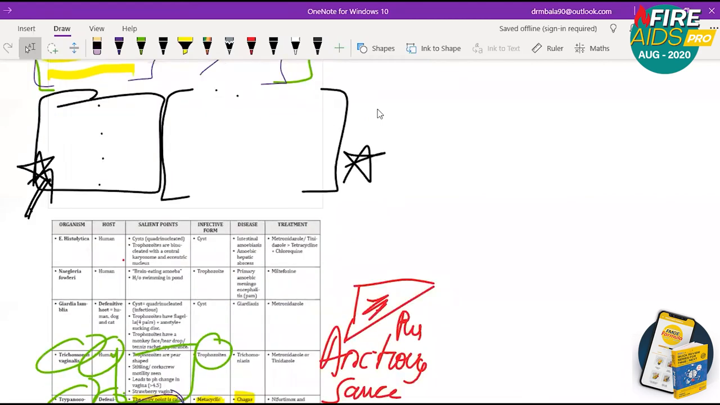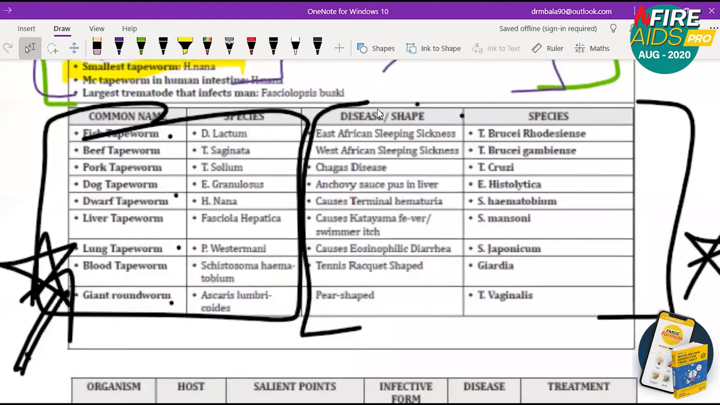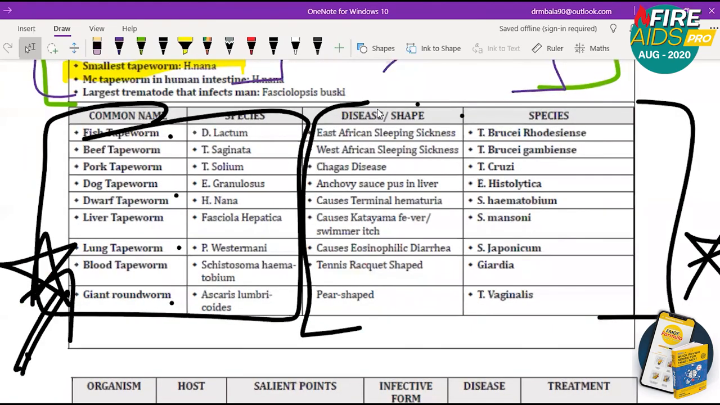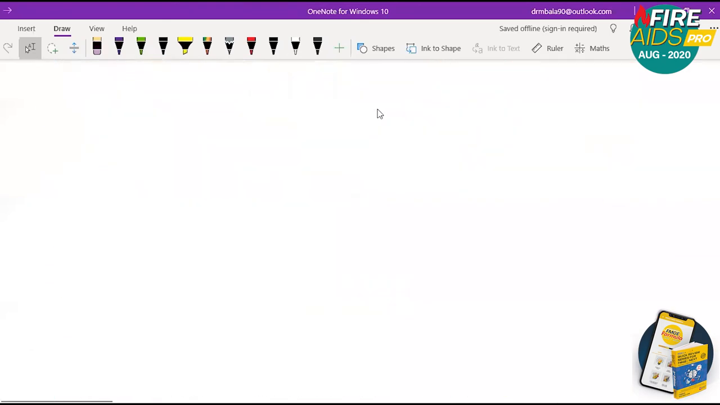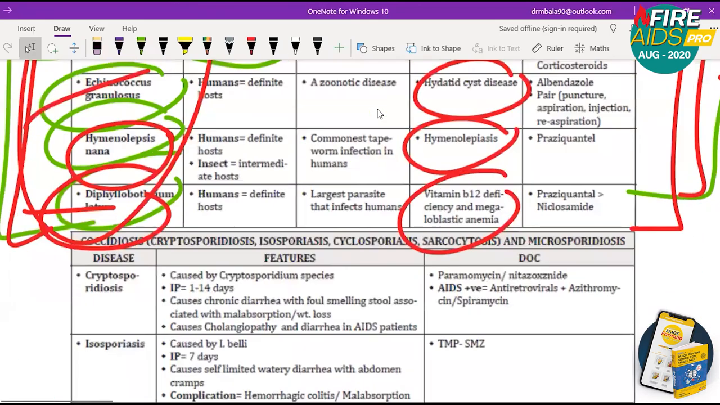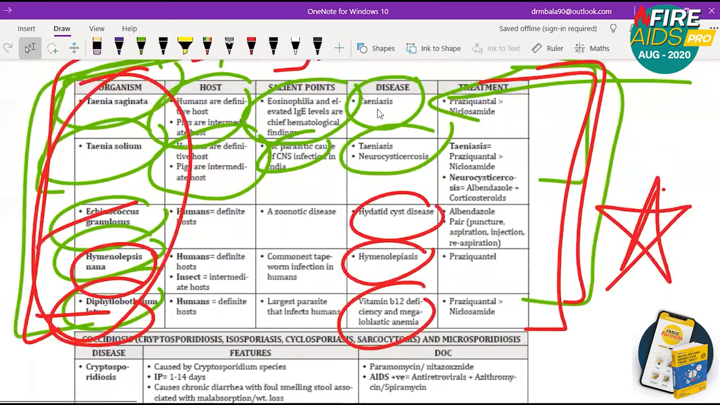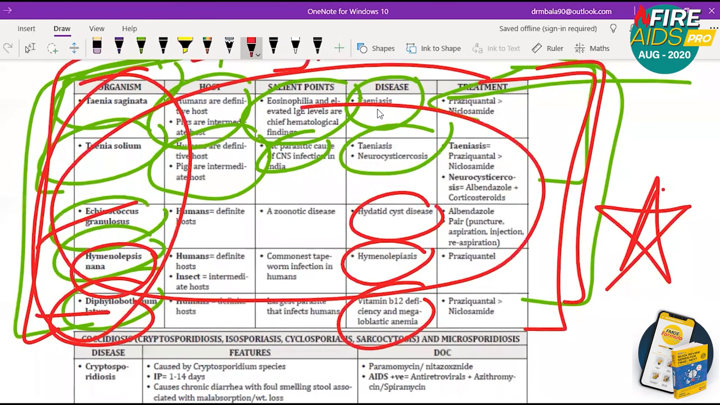Now, if you see here, Taenia solium is pork tapeworm, saginata is beef tapeworm, D. latum is fish tapeworm, Echinococcus granulosus is dog tapeworm, and H. nana is dwarf tapeworm. These exact 5 points are being stressed here as a table. There are still a lot of MCQs that can appear from this table, but almost all the key points are here, so you can focus on this table.